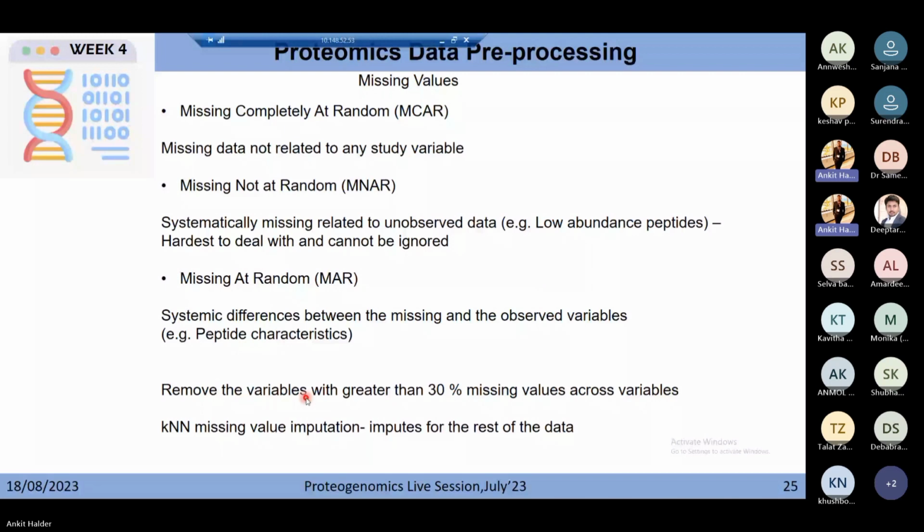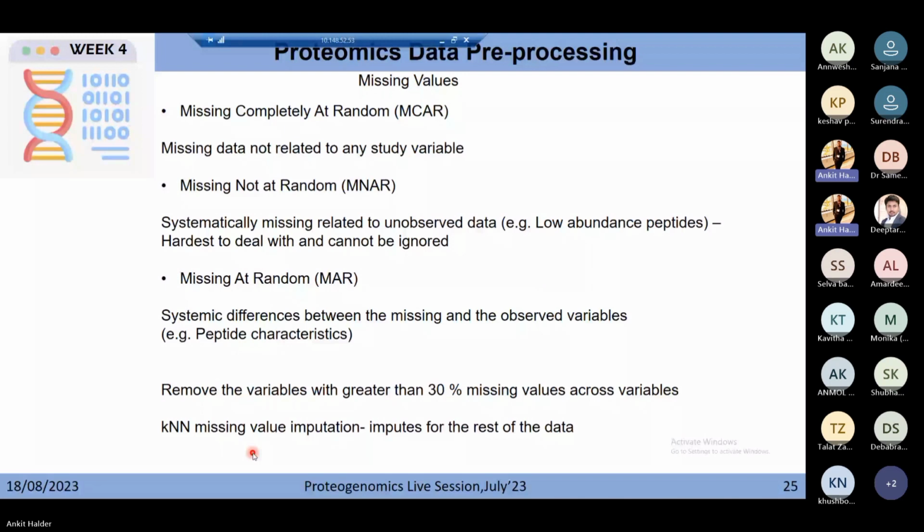So in the sample set, if it contains more than 30% of the missing values, what is generally followed is that the imputation should be done for only the 30% of the data, and the rest are filtered out. So this is how KNN missing value imputation works, and there are different methods via which you can impute your data.